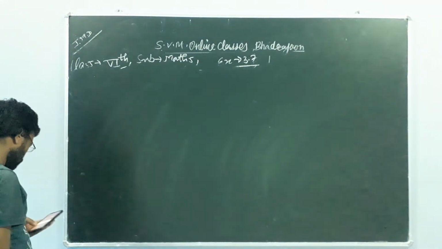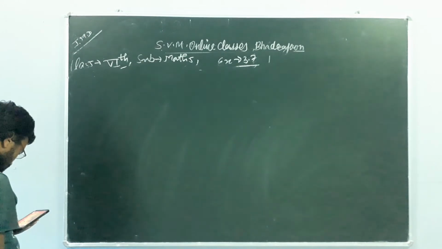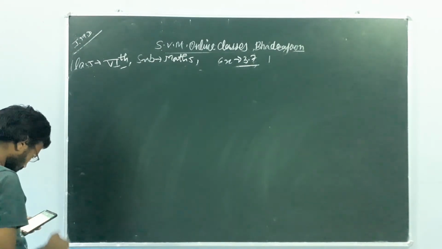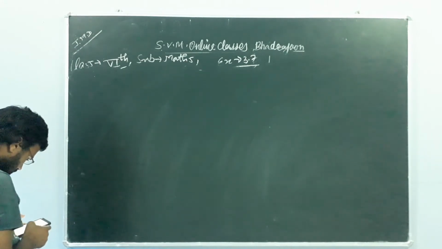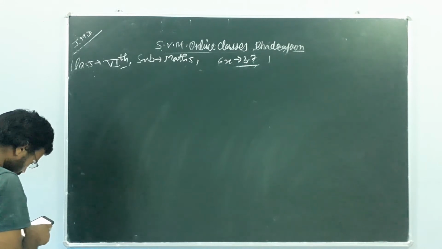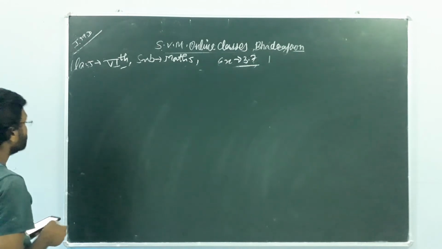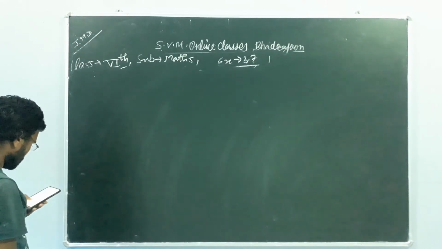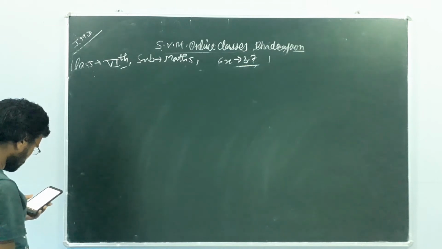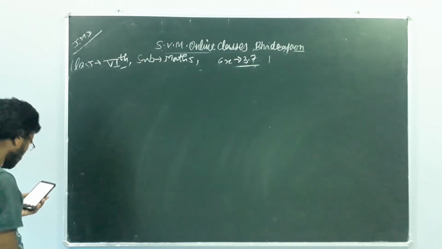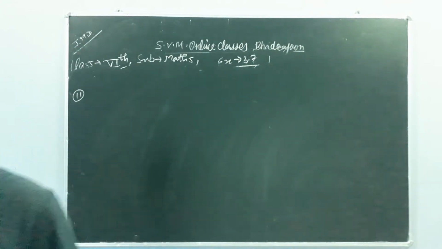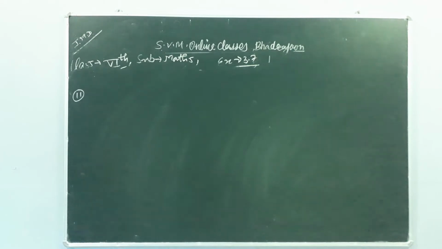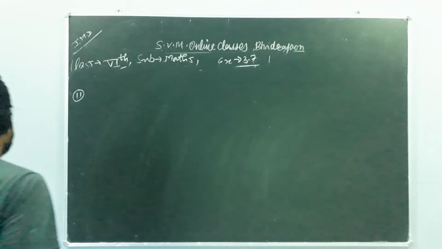Next question is, this is our exercise number 3.7 and our question number is 11th. What is our 11th question?